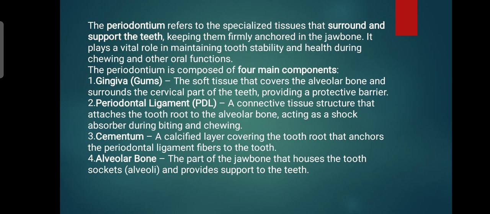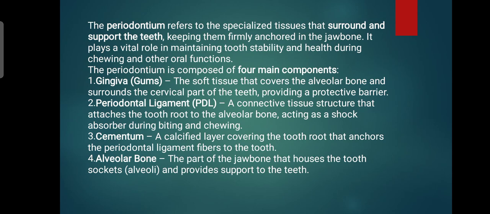The periodontium is composed of four main components: gums, also known as gingiva; periodontal ligaments, which are connective tissue structures; cementum, a calcified layer; and alveolar bone, which is a part of the jawbone. Now, the gingiva or gums are the soft tissues that cover the alveolar bone and surround the cervical part of the teeth, providing a protective barrier.